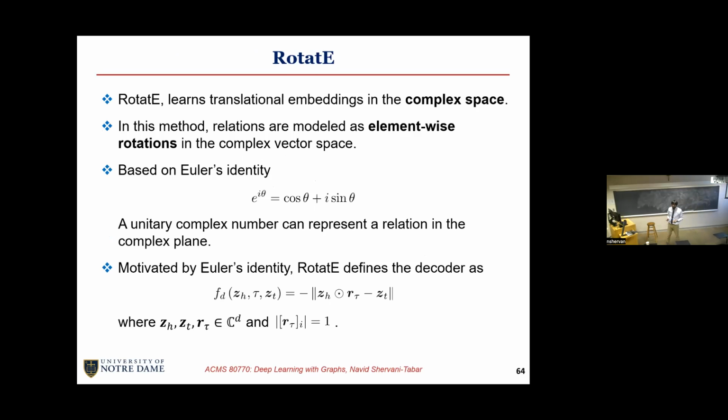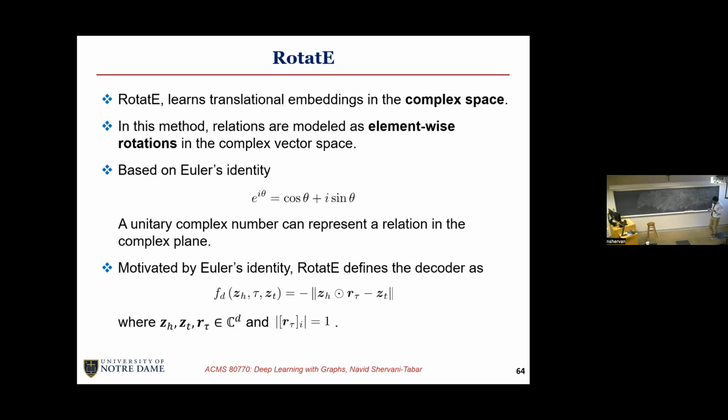Now, the last approach of this translational type is called RotatE. This is the most recent approach. It was published in 2019. And it is based on the idea that, first of all, it is using a complex space in order to represent the node embeddings and relational embeddings. And it is based on Euler's identity.